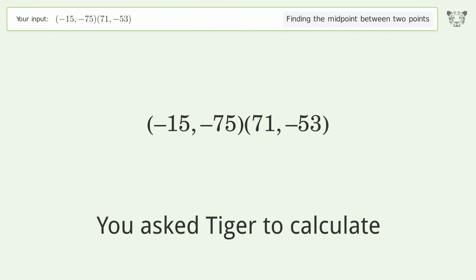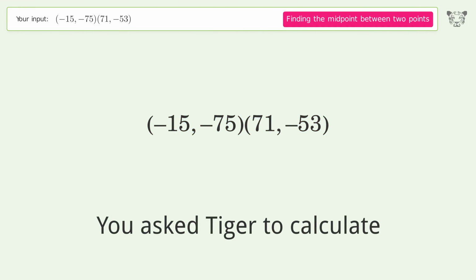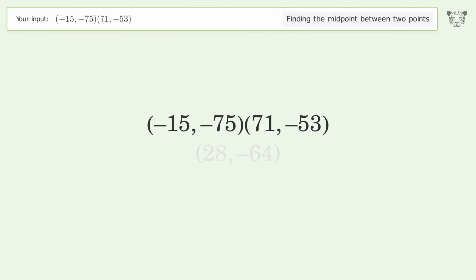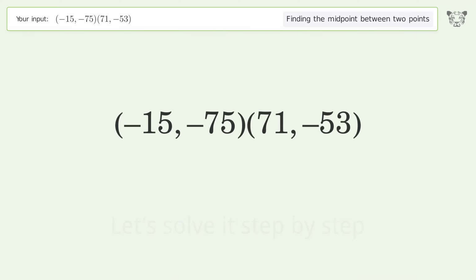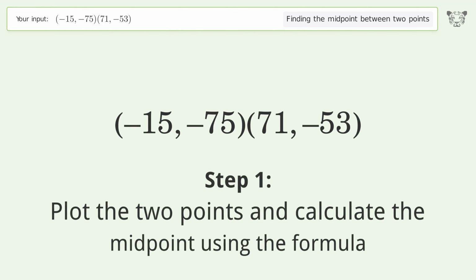You ask Tiger to calculate. This deals with finding the midpoint between 2 points. The midpoint between the 2 points is 28, -64. Let's solve it step by step. Plot the 2 points and calculate the midpoint using the formula.